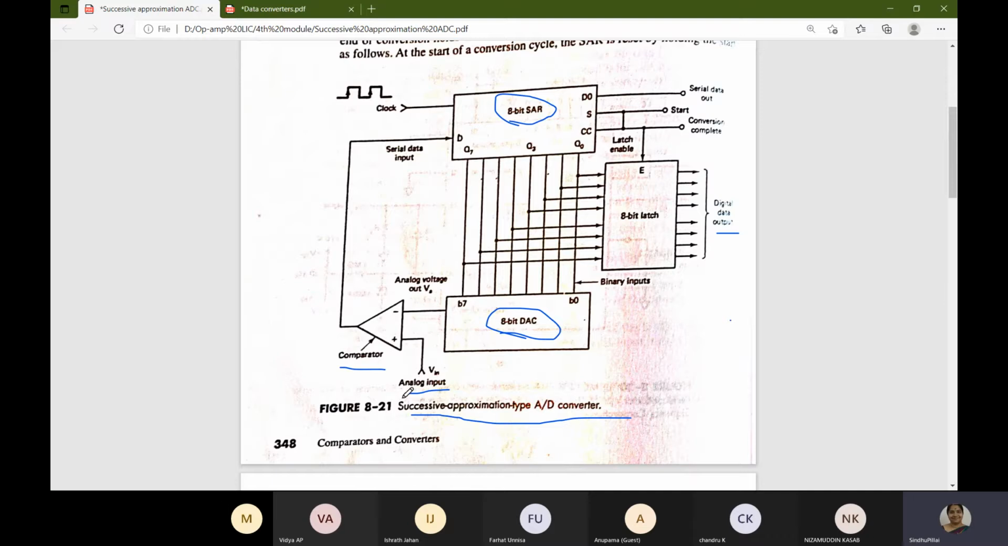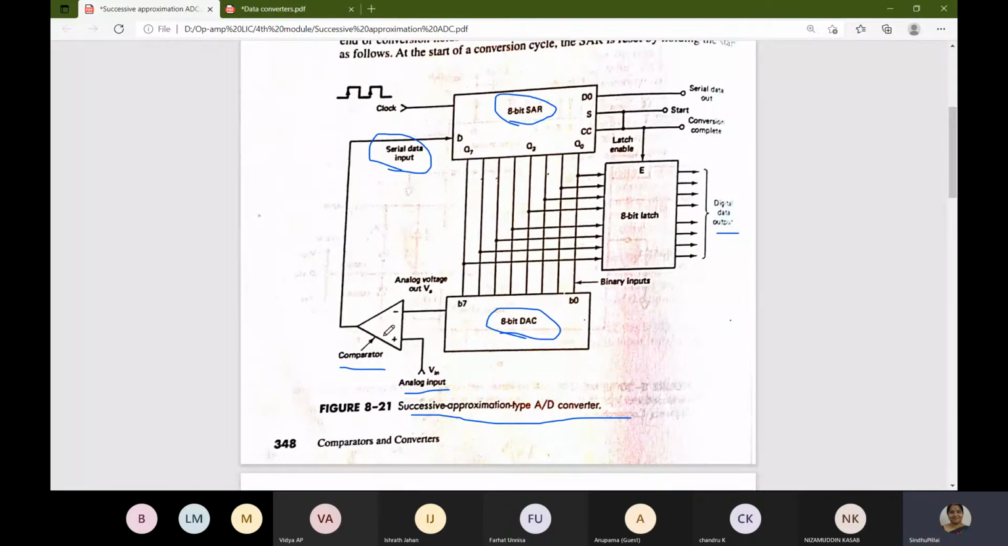In the comparator, what it will do, it will compare the analog input. So this analog input is what? This is the input which we want to convert to digital. So the analog input is compared to the output from the DAC. Okay, the DAC will give one more analog signal. So both are compared, and whatever the output is, it is fed to the SAR. And one important thing is it is fed serially. Okay, bit by bit will go.